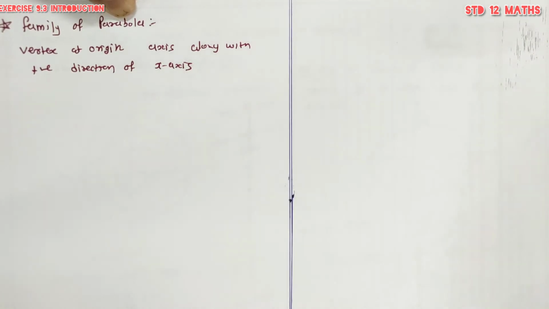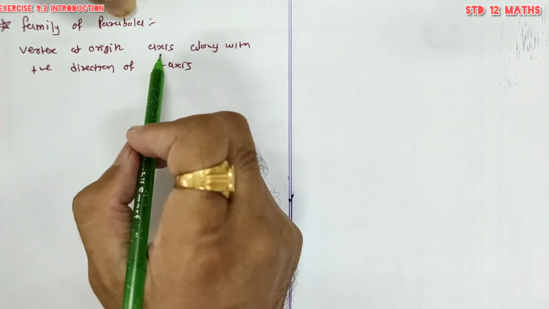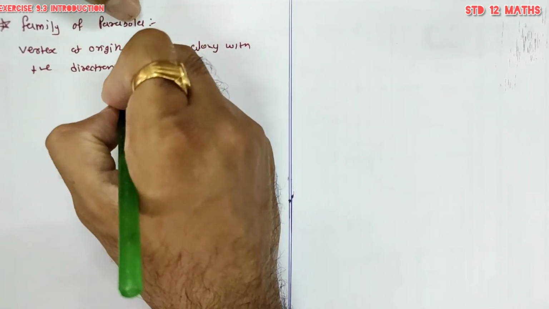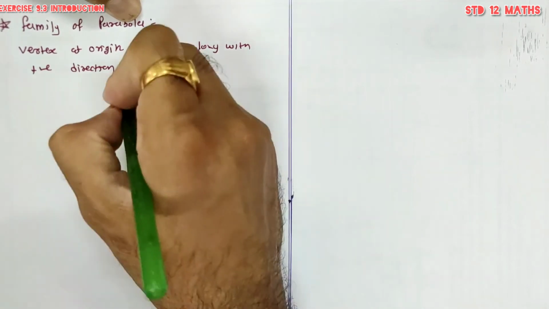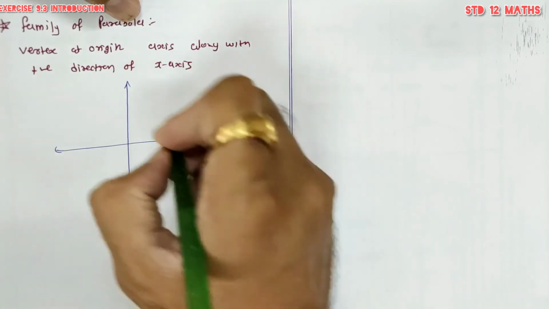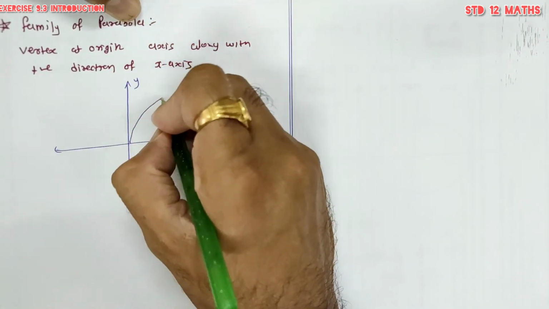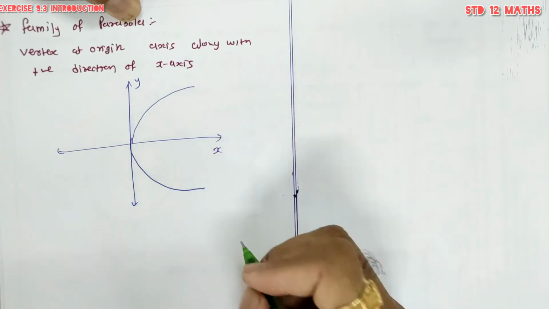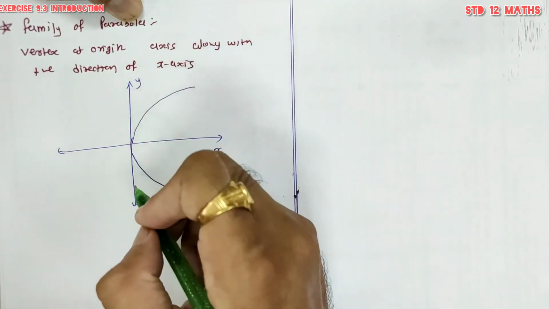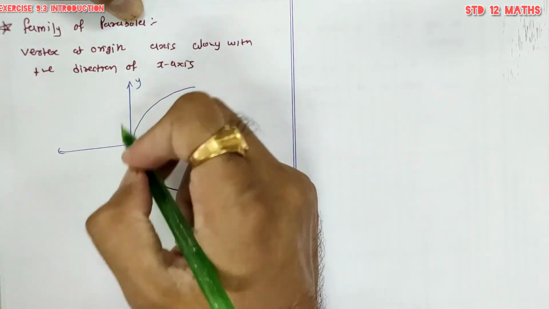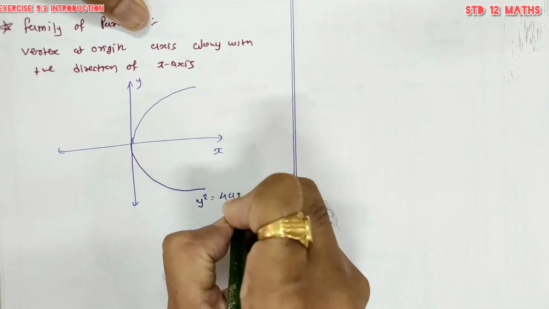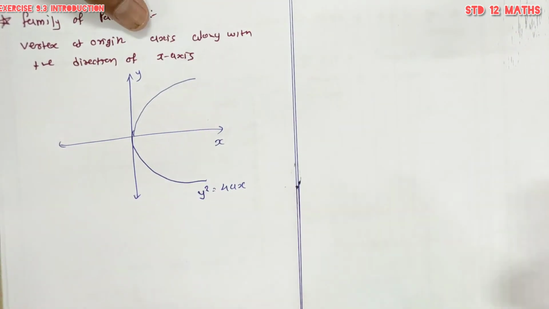So what is the graph? Vertex at origin and axis along the positive direction of x-axis. A rightward parabola is there. So this is the graph, a rightward parabola. Done. For the rightward parabola, for positive and negative values of y, x is positive. So the equation y square equal to 4ax is the general equation of this parabola.